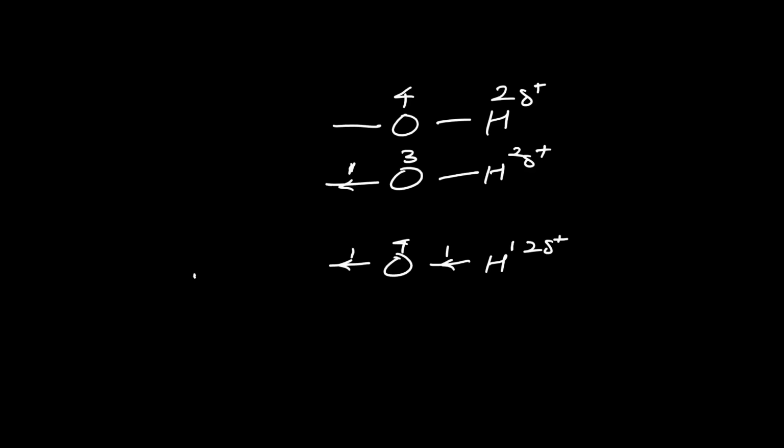But now it becomes ionic because the difference in electronegativity is greater. Here it was 4 minus 2, 2. Here it is 4 minus 1, 3. So the difference in electronegativity is greater, more ionic.